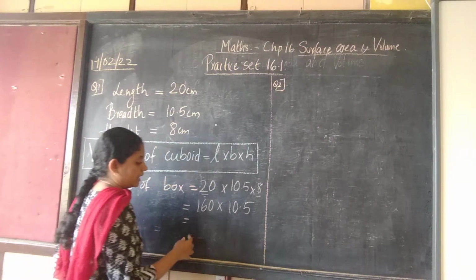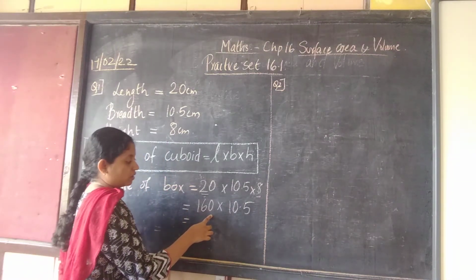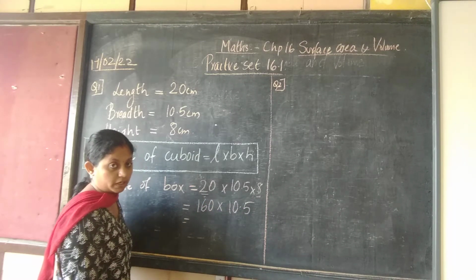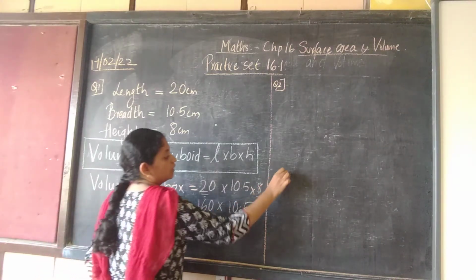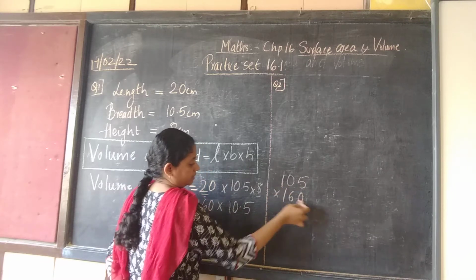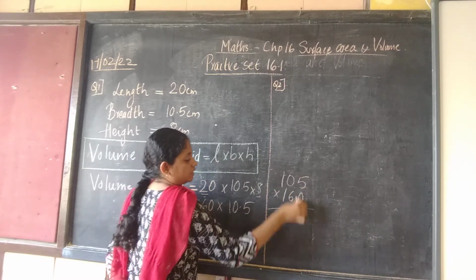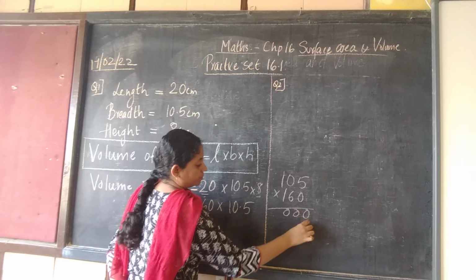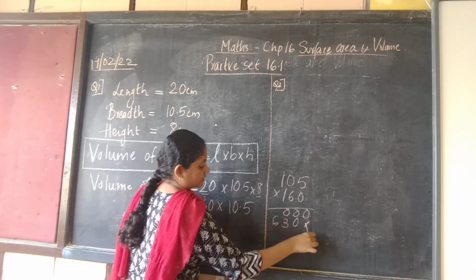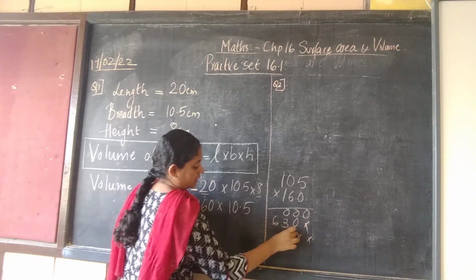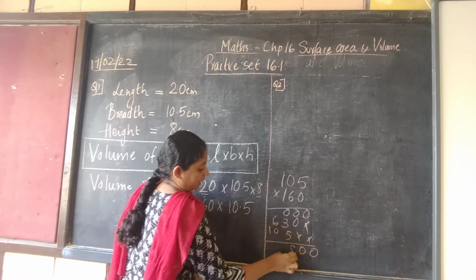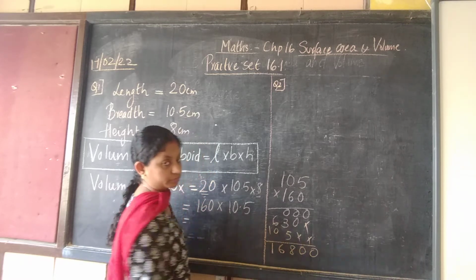How are you going to multiply? Now it is 160. If you are getting confused, do one thing: just check 105 into 160. Zeros, everything will be 0. 6 5s are 30. 6 1s are 6. And 5 0 1. So what is the total? 1 6 8 0 0.